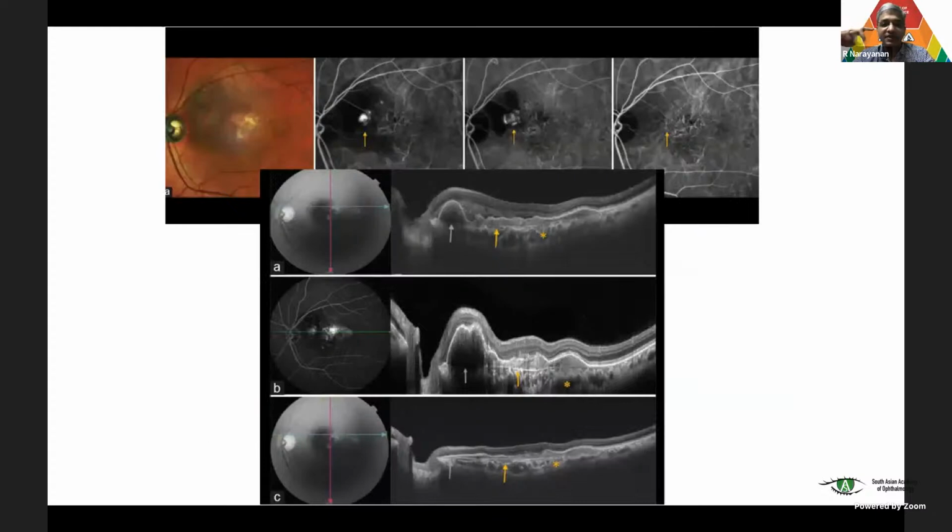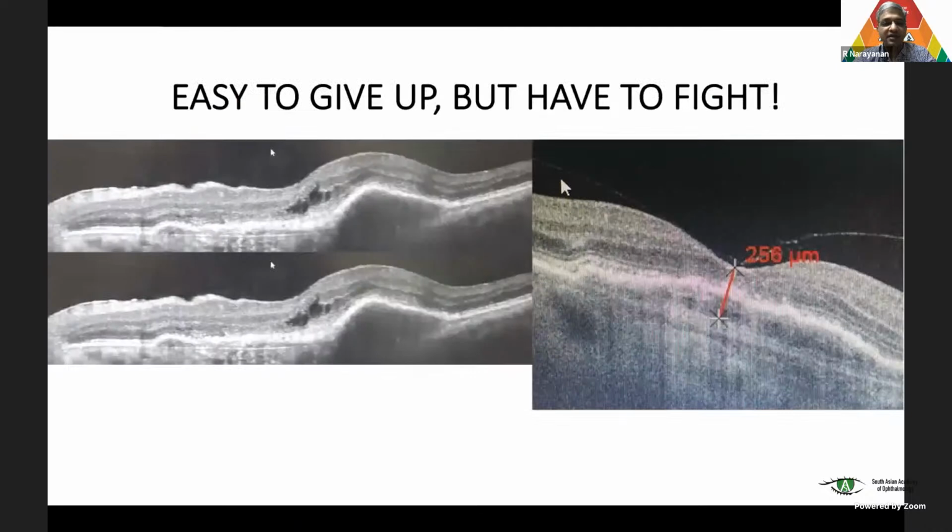This is a case report we recently published where even the polyp regressed on ICG at the end of 1 year. This patient required 3 injections. The initial 2 injections did not regress the polyp, but after that the polyp regressed and it remained regressed at the end of 1 year.